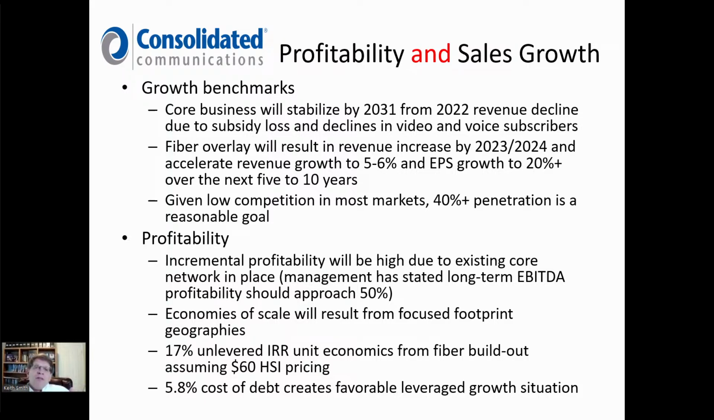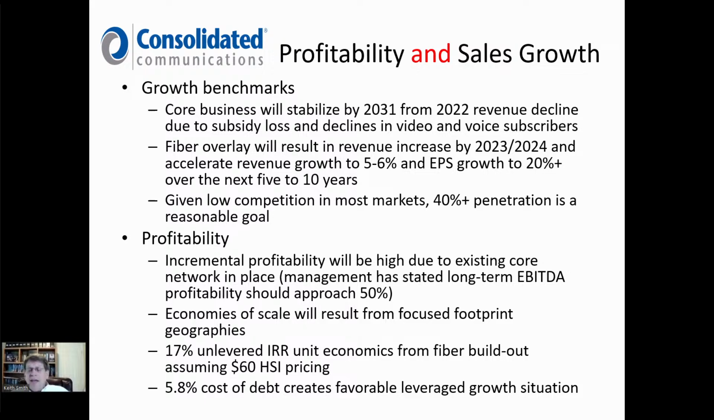And given the low competition in most of the markets, they think 40% penetration is probably reasonable. The key thing is the incremental profitability is going to be high because they're going to use existing infrastructure. Management has stated that they think EBITDA can approach 50%.